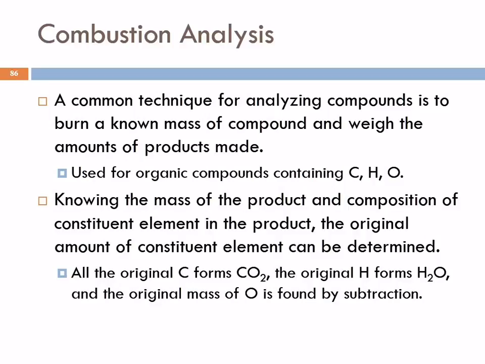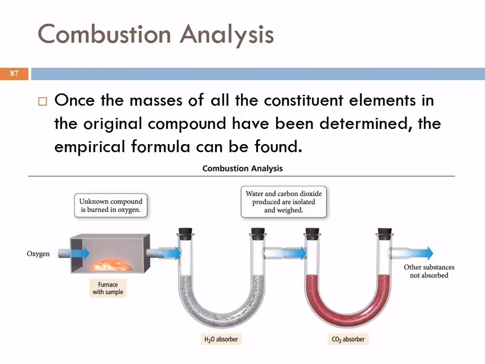Well, how do you collect the carbon dioxide and the water? They do it like this. So here's the furnace, and we've got oxygen flowing through here because oxygen is required for combustion. So you put the sample in there and you burn it. And all the gases that are given off as this burns flow through a series of tubes. In science, we call this a U-tube, right?